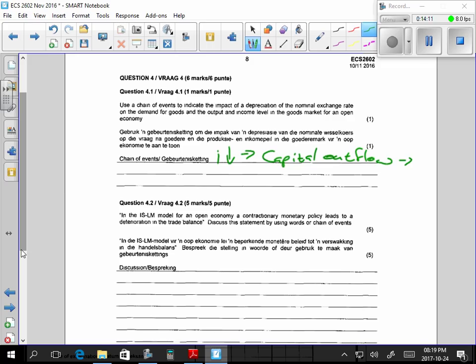As it does, the nominal exchange rate will depreciate. The depreciation in the nominal exchange rate will stimulate exports. It will make them cheaper. It will decrease imports. Your net exports will increase and your output and income will increase.